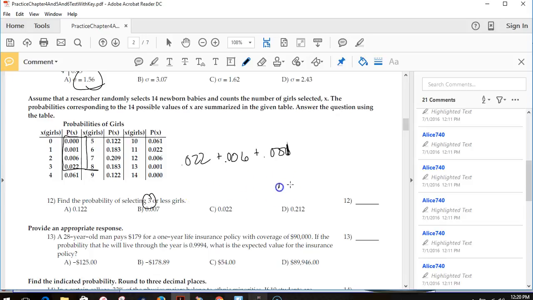It should be 0.029, but it looks like I might have changed this question and I don't have any of those options on there. So I have another thing that I have to update for you.